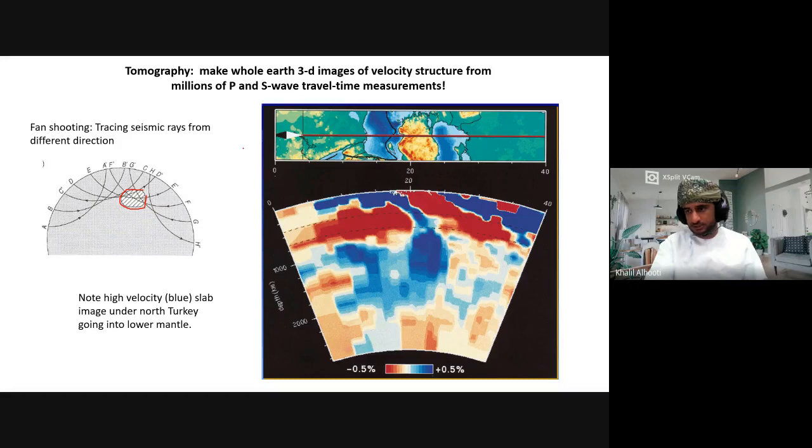This is a tomographic image of the Earth below Turkey. This is a 2D tomographic image. Tomography can be done in 3D, as we do with the human body. But this is just one simple cross section.